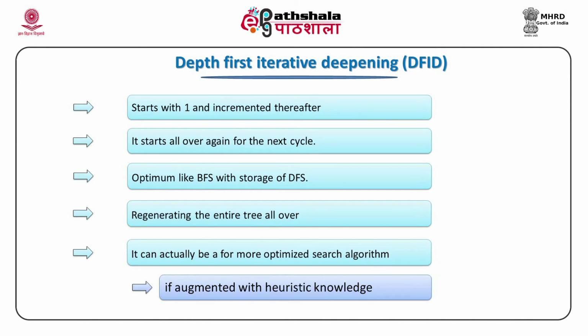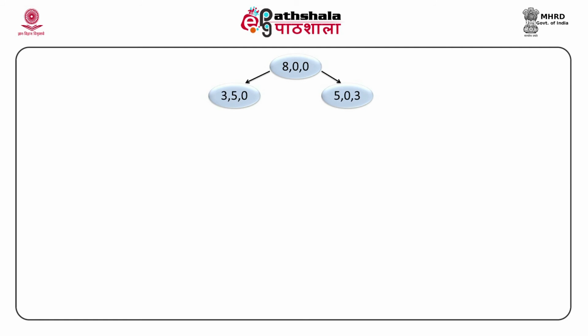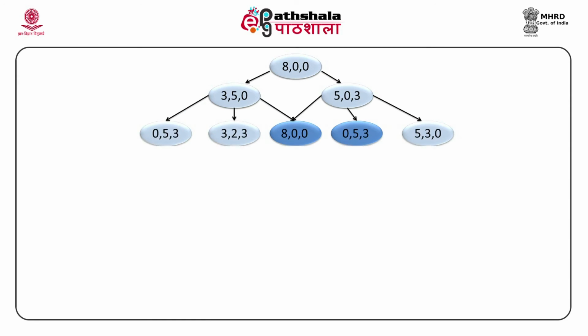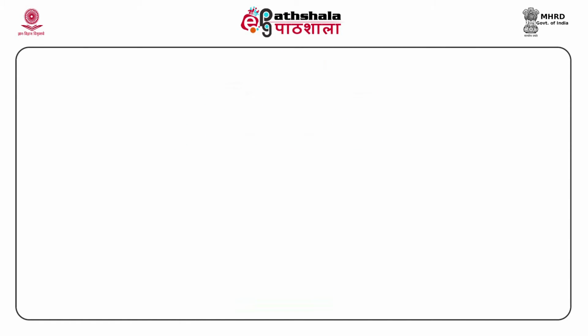So, you can see how it works here. We start with 800, 350, 503. Okay. So, second cycle. You can see that it is being repeated yet again, but now for 2 levels.